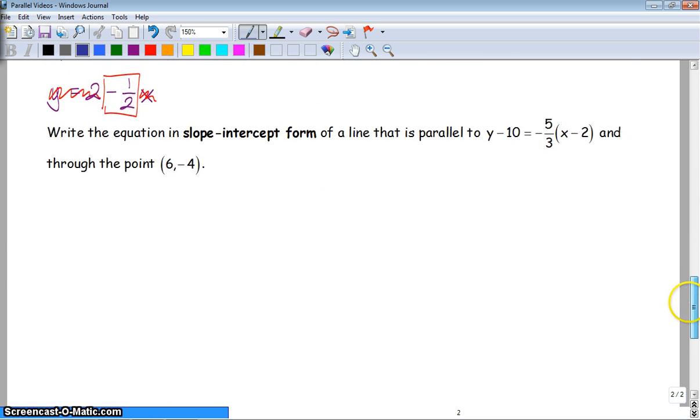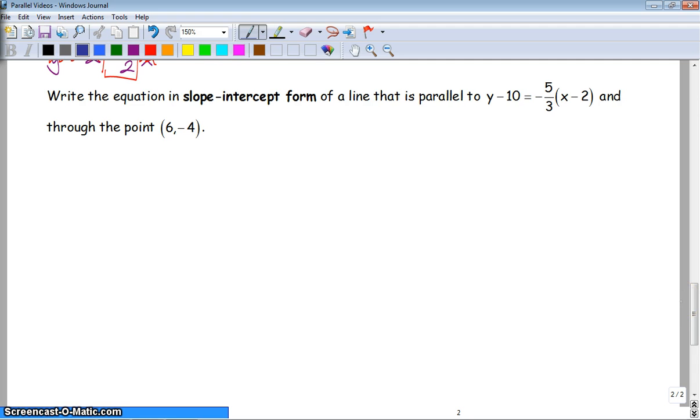Moving on to the second one, the directions say write the equation in slope-intercept form of a line that is parallel to y minus 10 equals -5/3 times x minus 2 and goes through the point 6, -4. So slope-intercept form is y equals mx plus b.